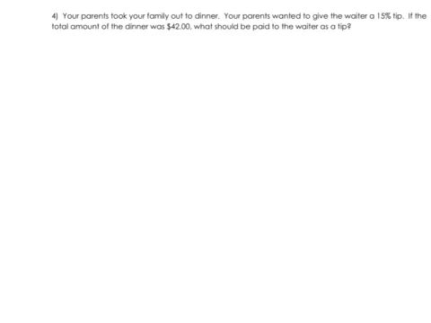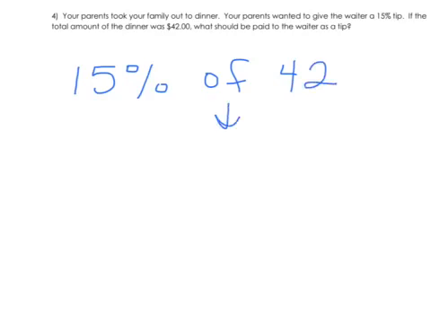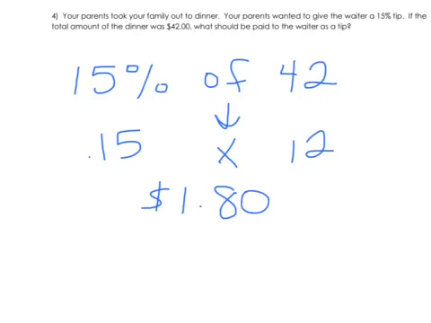Okay, let's try this one. Your parents took your family out to dinner. Your parents want to give the waiter a 15% tip, and the dinner amount was $42. So we want to know what is 15% of 42. So of means to multiply. So again, I'm going to change my percent to a decimal and multiply. And when I do that, I end up with $1.80. This, guys, is the tip.